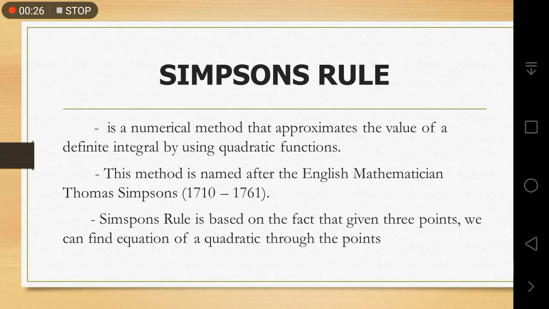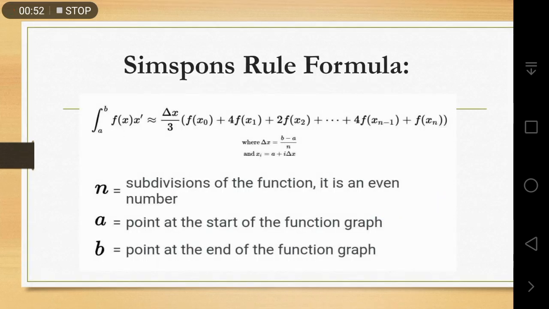Simpson's rule is a numerical method that approximates the value of a definite integral by using quadratic functions. This method is named after the English mathematician Thomas Simpson, 1710 to 1761. Simpson's rule is based on the fact that given 3 points, we can find the equation of a quadratic through the points. So this is the formula of Simpson's rule.